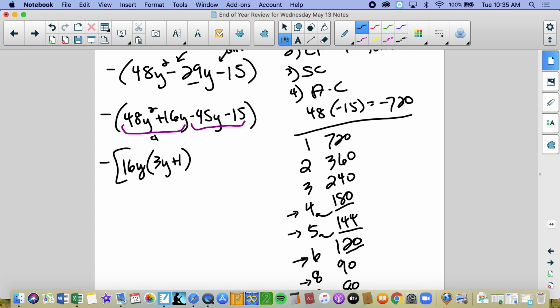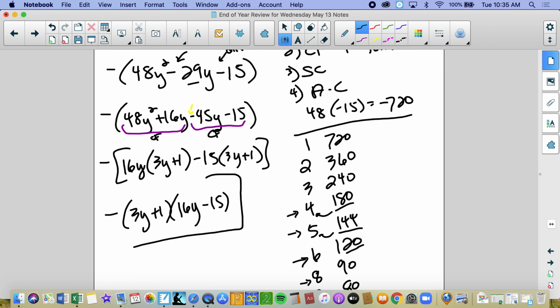Now we look at our common factor here. My first term is negative, so I'm going to factor out a negative 15, because 15 goes into 45 and 15. So that gives me 3y plus 1. They are the same, so I know I did it right. Don't forget this first negative. We get 3y plus 1, and then 16y minus 15. Wow. We just went from prime to that crazy one. All right, that's good. I'm confident that works.